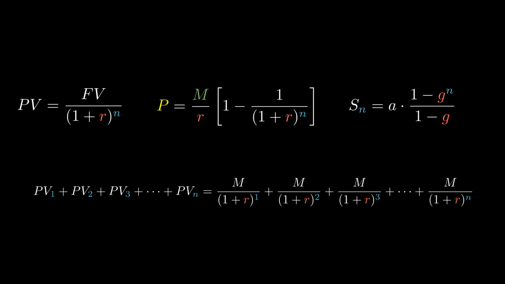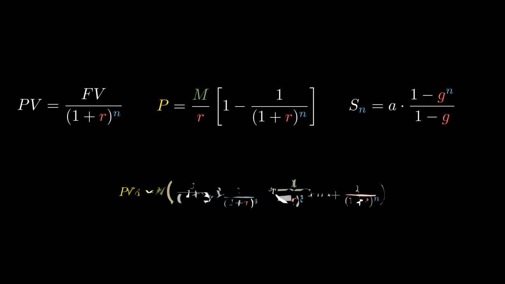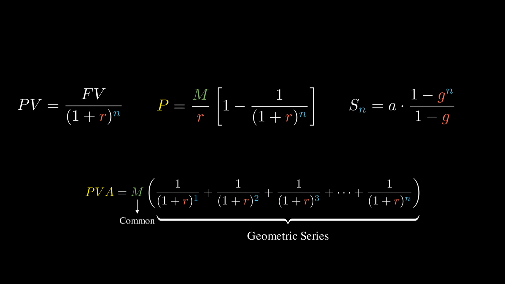Since every term includes future value, we can replace it with M, the fixed monthly payment. Now, we can express the total present value as PVA, the present value of annuity. And since each term has M, we can take M out as a common factor. This leaves us with a summation formula. Now, let's focus on what's inside the parentheses. If you look closely, you'll see that this forms a geometric progression.